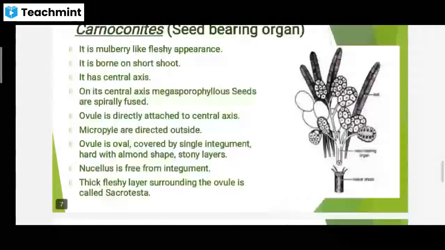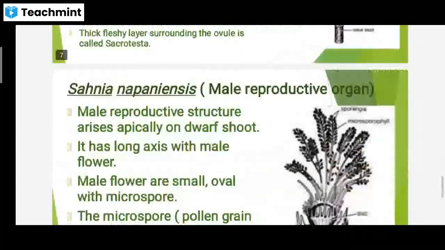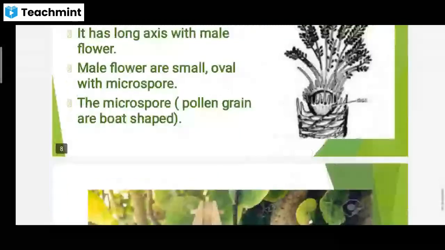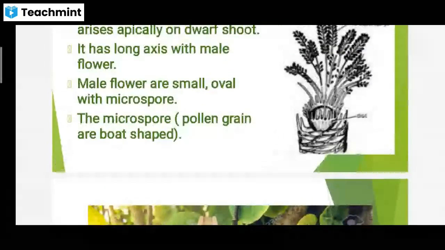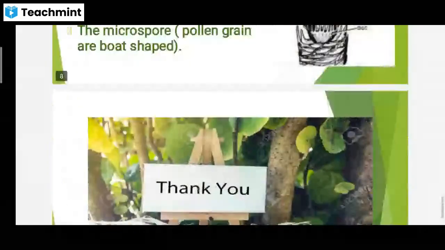Last is Sahania nipaniensis, that is a male reproductive organ. Male reproductive structure arises apically on dwarf shoot. It has long axis with male flowers. Male flowers are small ovules with microspores. The microspores, that is pollen grains, are boat-like shaped. Thank you.